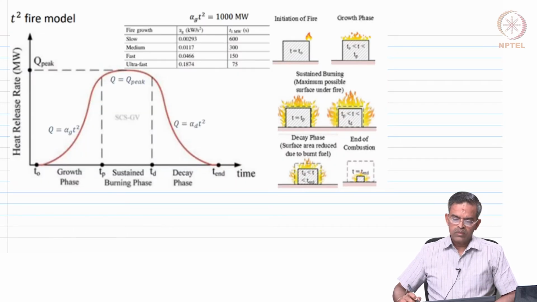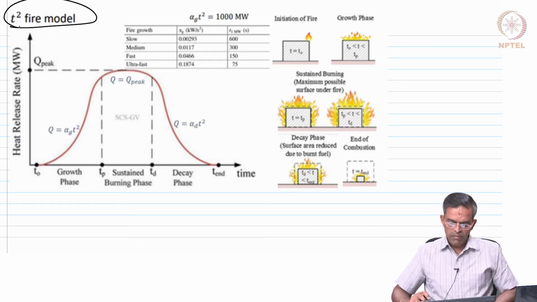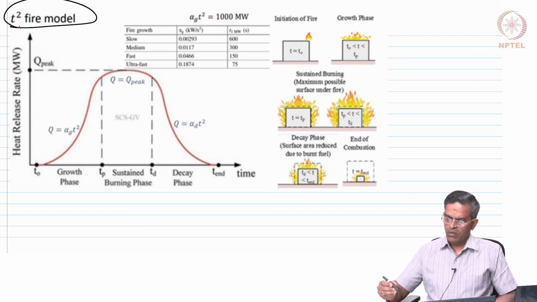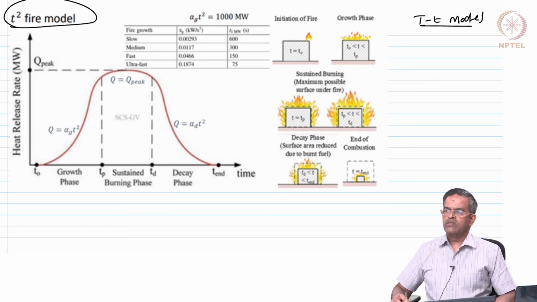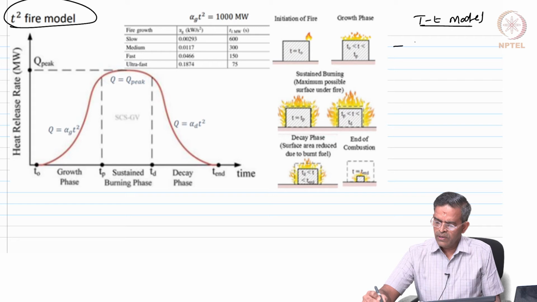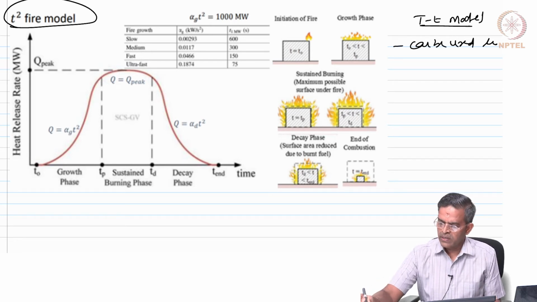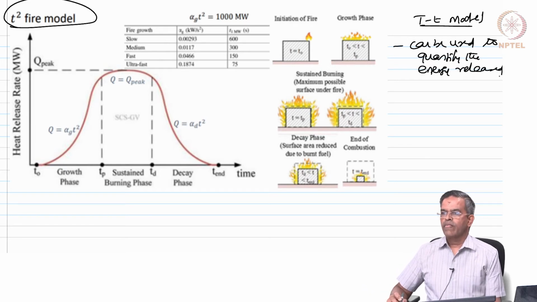Let us look into the T-square fire model, which is a very common time temperature curve which is being used. It is also called the TT model or a T-square fire model. This can be used to quantify the energy released.